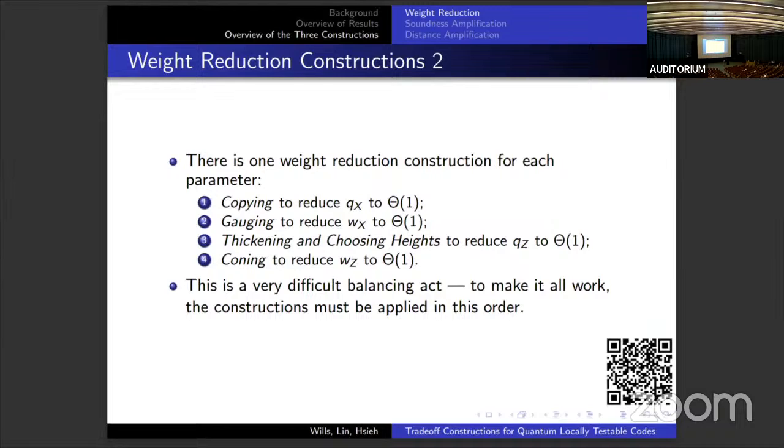So there's copying, gauging, thickening, and choosing heights and coning, and they reduce QX, WX, QZ, WZ. And the interesting thing is they have to be done in this order, because some of them will hurt others, but some others require others to have already been done. In general, it's a very difficult act to balance. And as I say, we analyze the change in soundness under all of these.